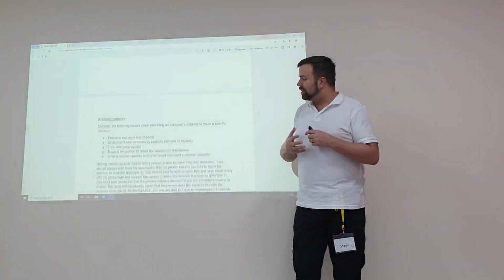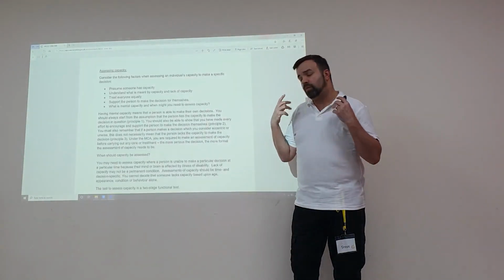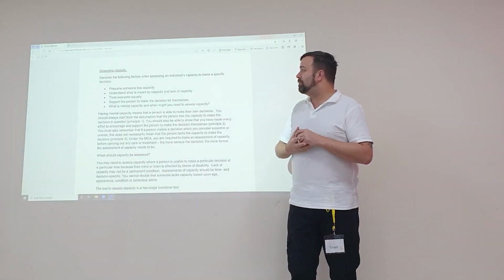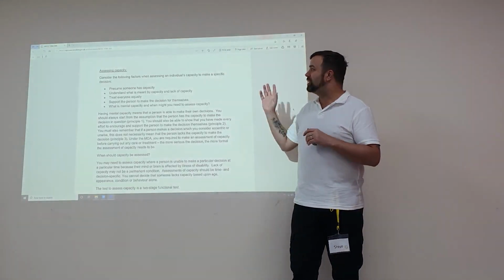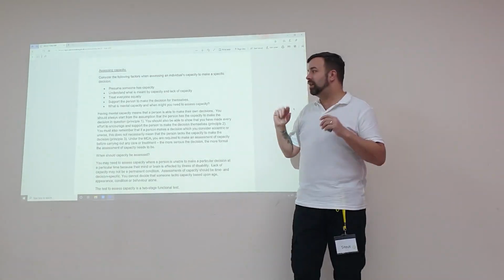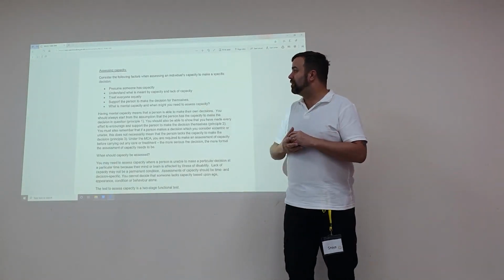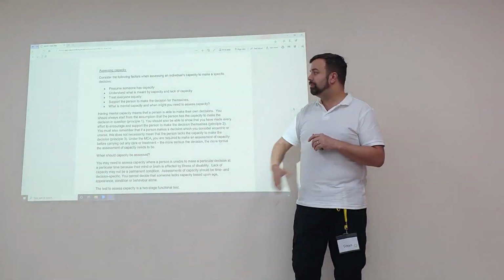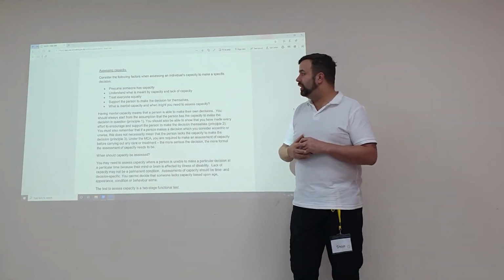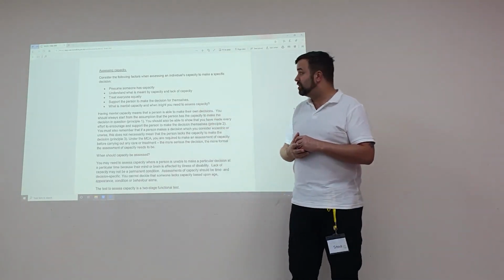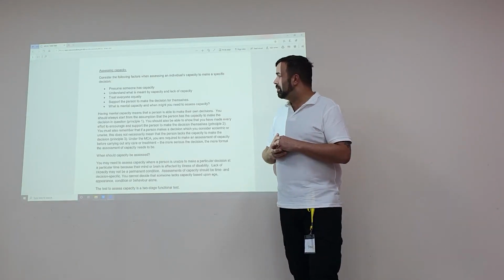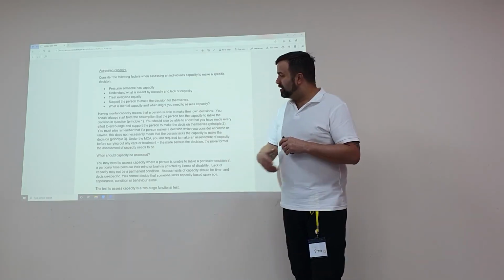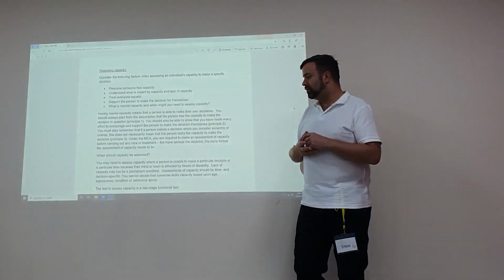So let's just look at some of the things we would need to consider when assessing capacity. Consider the following factors when assessing an individual's capacity to make a decision. We assume somebody has the capacity. We understand what is meant by capacity or the lack of capacity. We would treat everyone equally. We support the person to make the decisions themselves, and what is mental capacity and what might be assessed as capacity. So when we're assessing capacity, we follow the 5 principles.